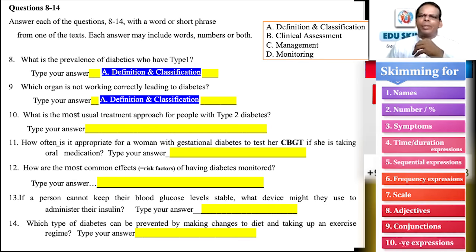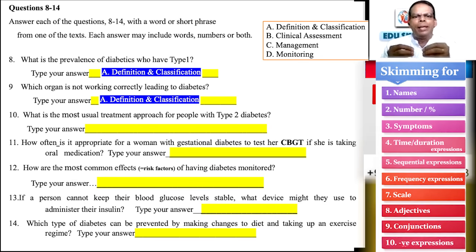Pancreas. Yes, okay. Now I am going to teach you another experiential method. Whether it is right or wrong, we will check when you go to the passage later. So, which organ? From that itself, that is called skimming the questions.